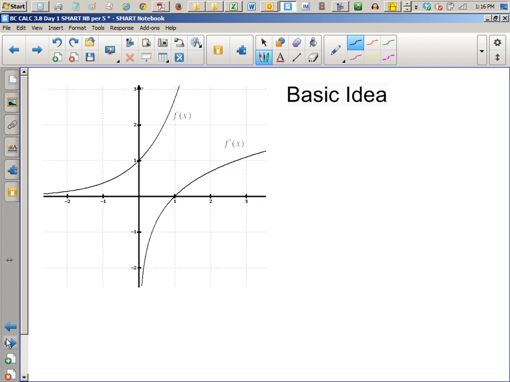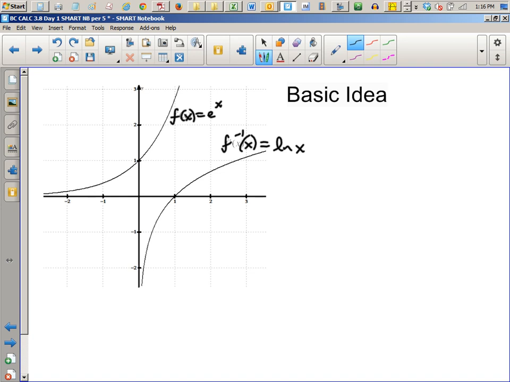Does anyone recognize these two functions? This is f of x, and this is f inverse of x here. Does anyone recognize these? Anyone care to guess which functions I'm using? Yes, this is e to the x. What is the inverse of e to the x? ln of x. That's right.